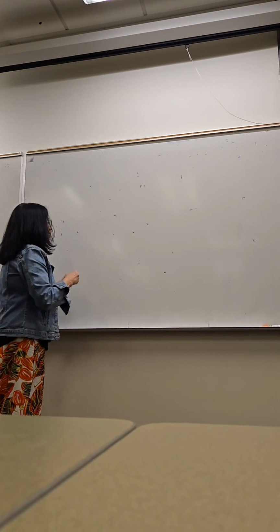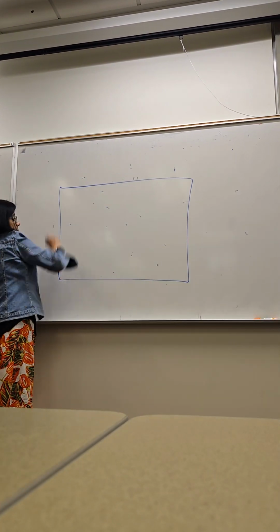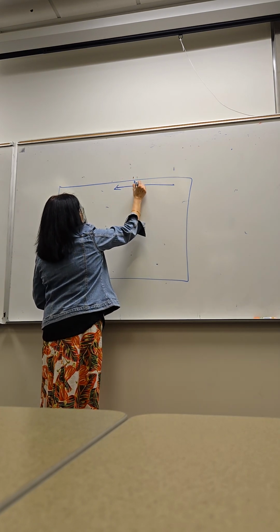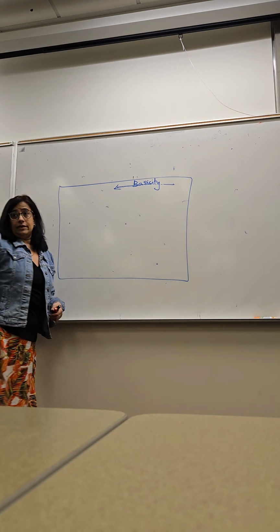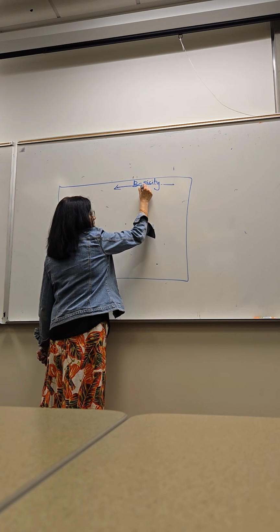Let's fix it. So, if this is the periodic table, basicity increases actually this way. Please fix that. Basicity decreases this way.